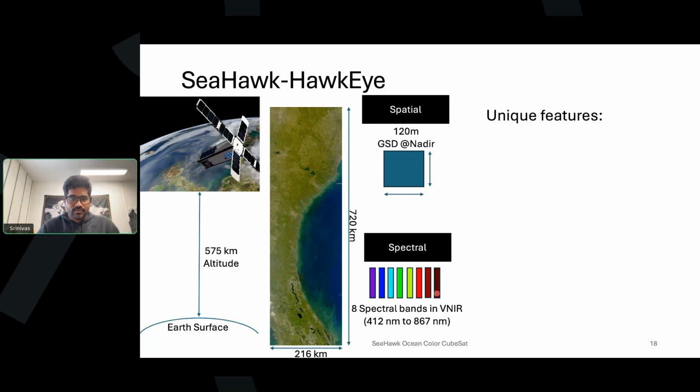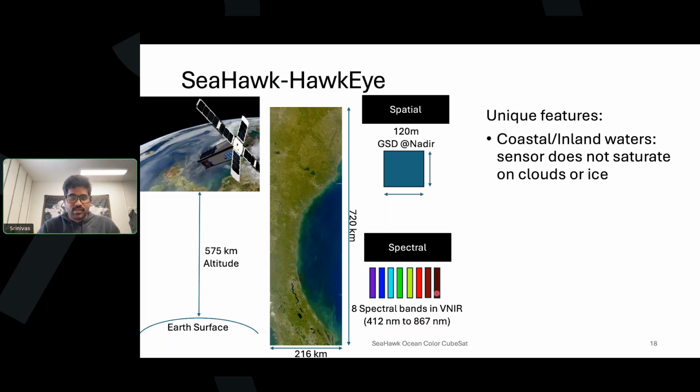Some of the unique features of this mission were that this sensor did not saturate on coastal or inland waters, and it did not saturate on clouds or ice. Some of the previous sensors showed saturation over bright targets such as clouds or ice, but this sensor did not show such features. And Seahawk had an ability to tilt a bit, so it was used for consecutive day targeting up to 7 days. So imagine you are going on a cruise and you want to image the same area from the same sensor for 7 days.